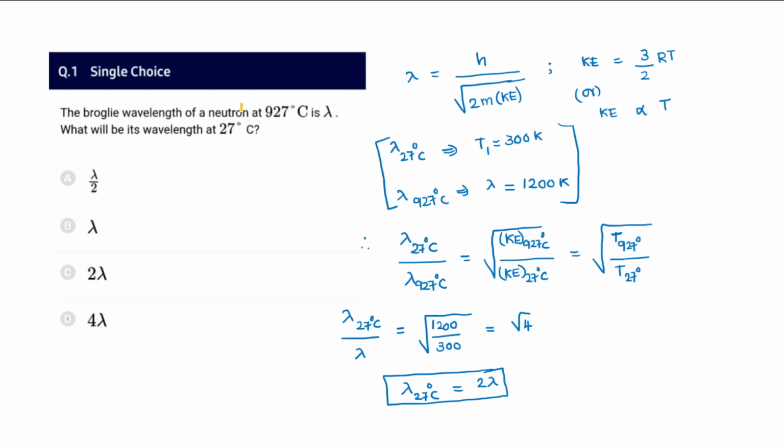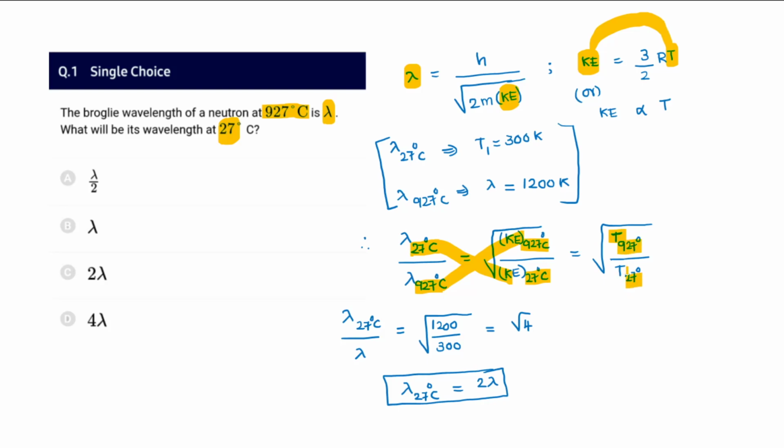We will step into the very first question. The de Broglie wavelength of a neutron at 927 degrees Celsius is given, assumed to be lambda. Then what is the de Broglie wavelength at 27 degrees Celsius is asked for. So the de Broglie wavelength and kinetic energy are inversely related via this equation, and kinetic energy, from the kinetic theory of gases, we can say is directly proportional to temperature. So lambda of 27 degrees Celsius is inversely proportional, so it is written inversely. For 927 also it is written inversely, kinetic energy, and that in turn is directly proportional to temperature.